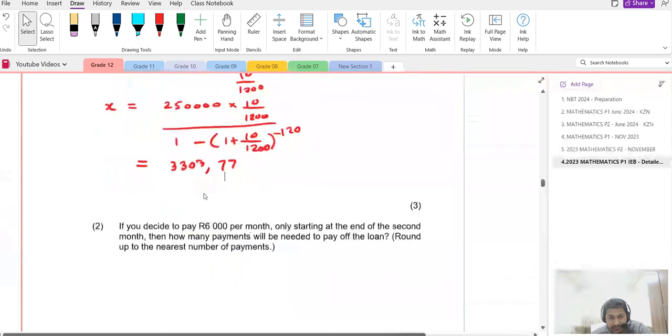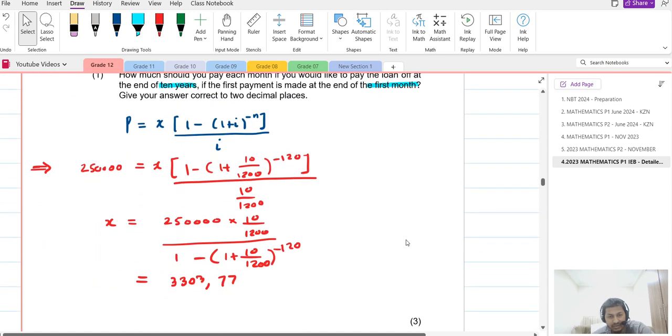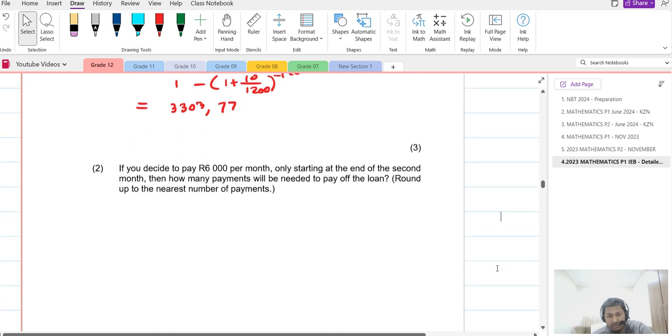If you decide to pay 6,000 per month only starting at the end of the second month, then how many payments will be needed to pay off the loan? Remember, it's not 10 years now. So we're solving for n. Now remember, your loan amount is here.